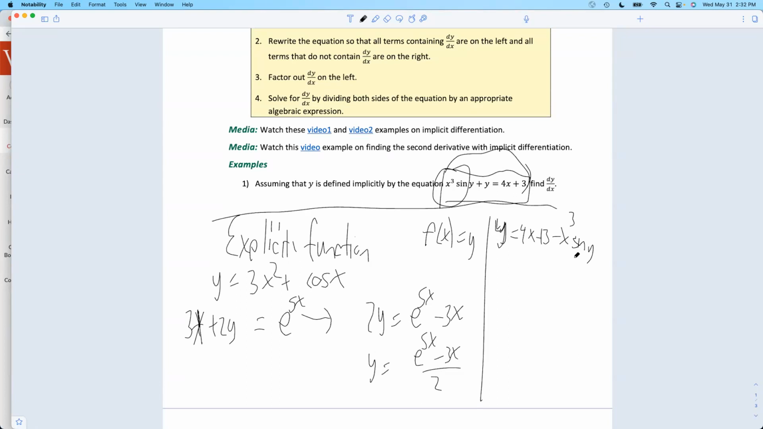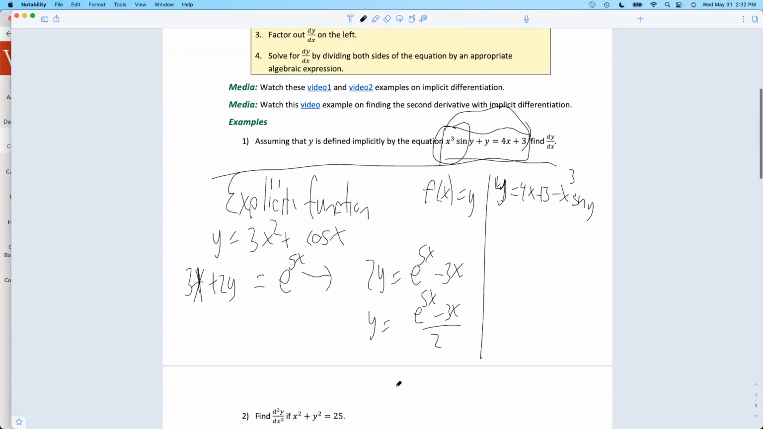So sometimes we still want to know how quickly a curve is changing, even if we don't have an explicit function. In those cases, we use what's called implicit differentiation. The key to all of this is that we're still assuming y is some function of x, and every time we take a derivative with y, we have to use the chain rule. So every time we take a derivative of something that has a y in it, we pick up a factor of y prime.